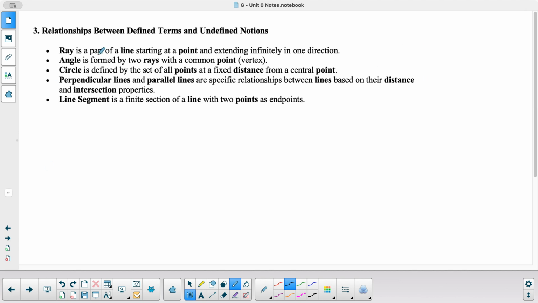So a little bit of a relationship between all this here. A ray is part of a line starting at a point and extending infinitely in one direction. It's like you chop off half of the line and just put an endpoint there. An angle is formed by two rays with a common point. So you can think of two rays that share an endpoint. A circle is defined by the set of all points at a fixed distance from a central point. Perpendicular lines and parallel lines are specific relationships between lines based on their distances and intersection points. And a line segment is a finite section of a line with 2 points as endpoints.